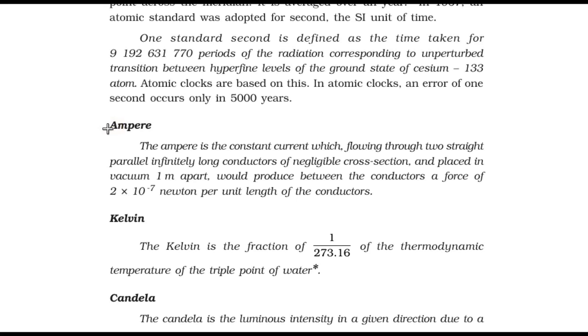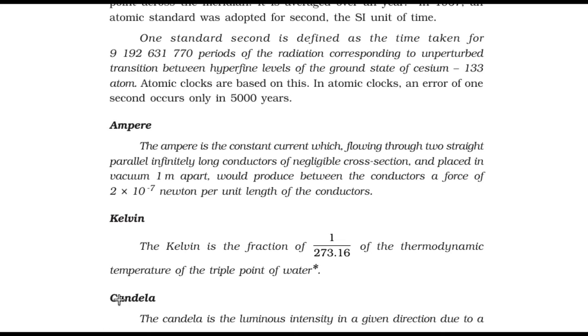Ampere. The ampere is the constant current which, flowing through two straight parallel infinitely long conductors of negligible cross section and placed in vacuum 1 meter apart, would produce between the conductors a force of 2 into 10 raised to power minus 7 newtons per unit length of conductors. Kelvin. The kelvin is the fraction of 1 upon 273.16 of the thermodynamic temperature of the triple point of water.